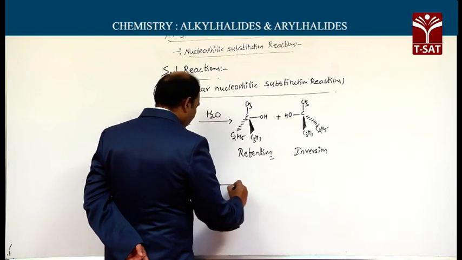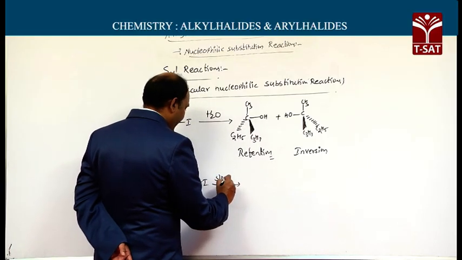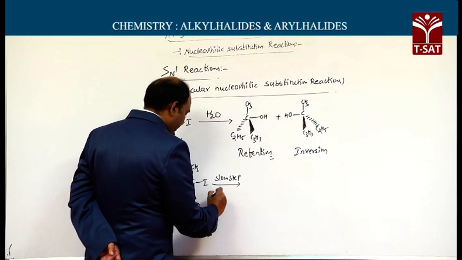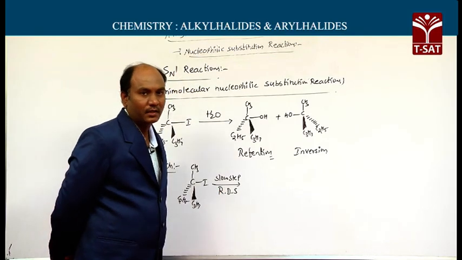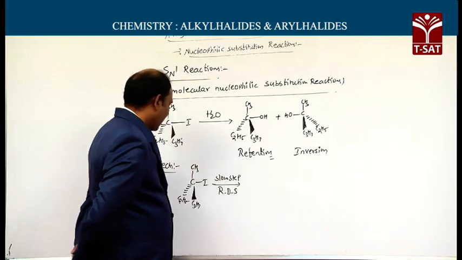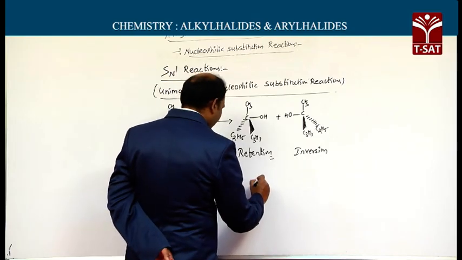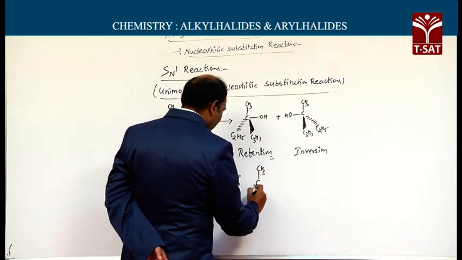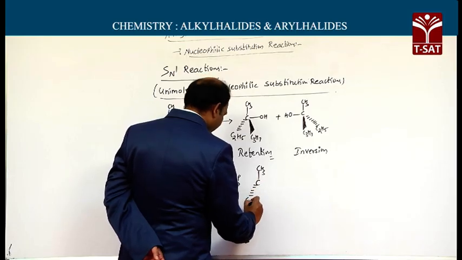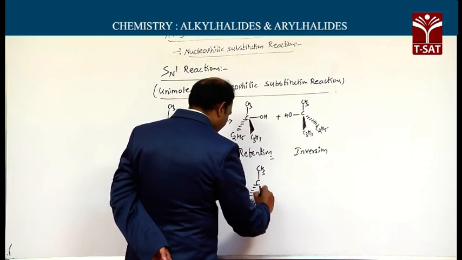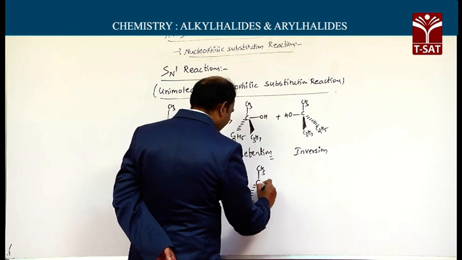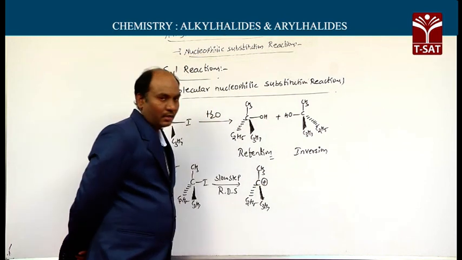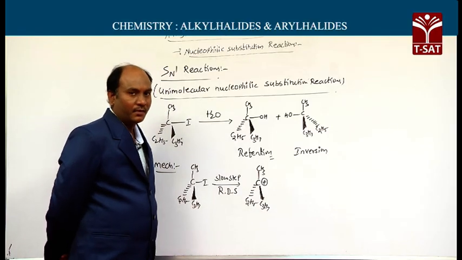First of all, this is a slow step. A slow step is nothing but the rate determining step. Here ionization takes place. Here we get CH3, C2H5, and C3H7, and here we get a carbocation. A carbocation intermediate is formed.